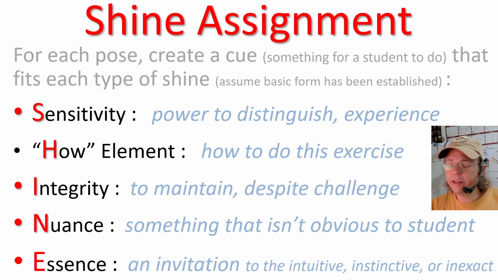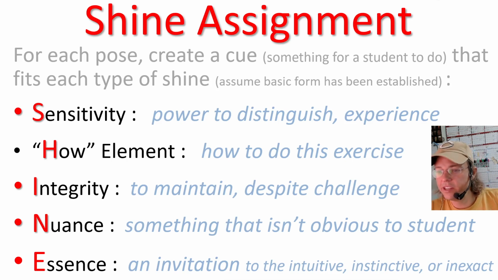But the assignment would be for a pose, and the example that I'm going to give you guys is triangle pose. So for something like triangle pose, for each pose that you have in your write-ups, just think of a sensitivity element. So what is something you could say to a student to communicate or encourage them to get more sensitive to the pose, which is to say, to enable their power of being able to distinguish, their power to be able to experience.